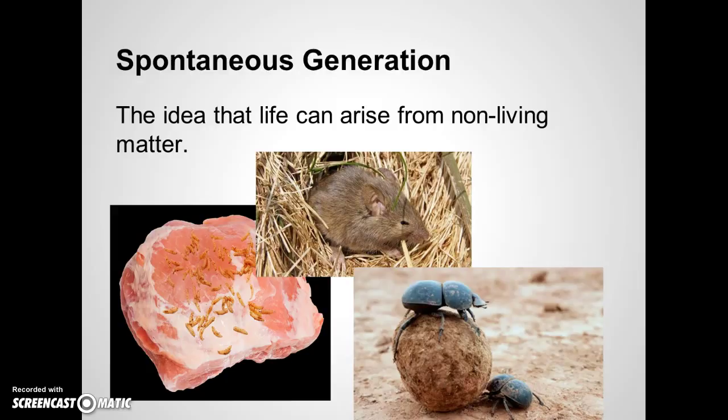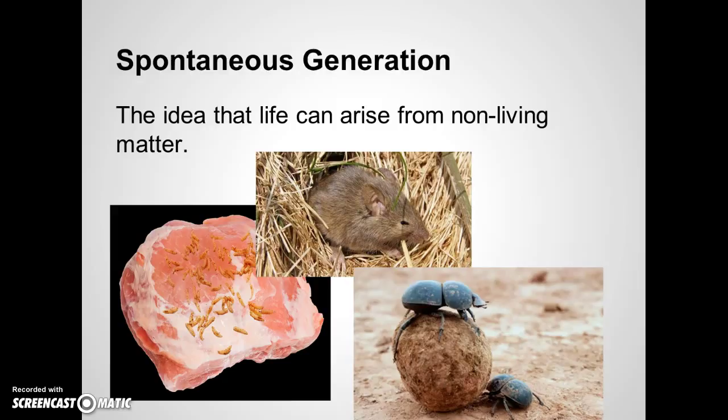Mice always showed up around grain. Did the grain spontaneously produce mice? What you're looking at, that little ball over there, that's dung. That is poo from the cows, and there are beetles that will show up there because they actually use that little piece of dung for their life cycle. They lay an egg inside it, and the egg turns into a larva, and the larva eats the dung for nutrition. But they didn't know all that life cycle business, so they looked at these things and thought, spontaneous generation, these things are bringing about that life that is around it.